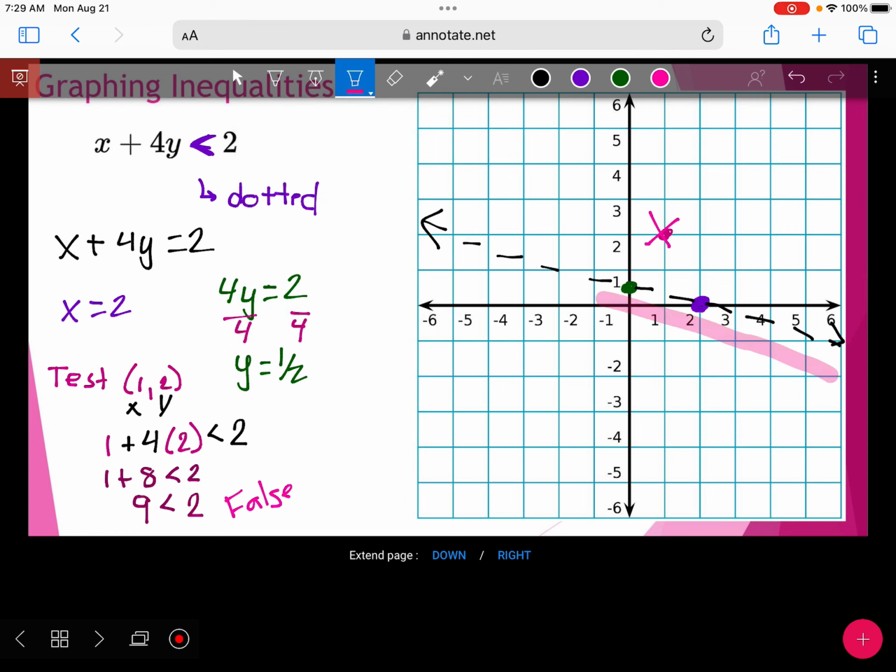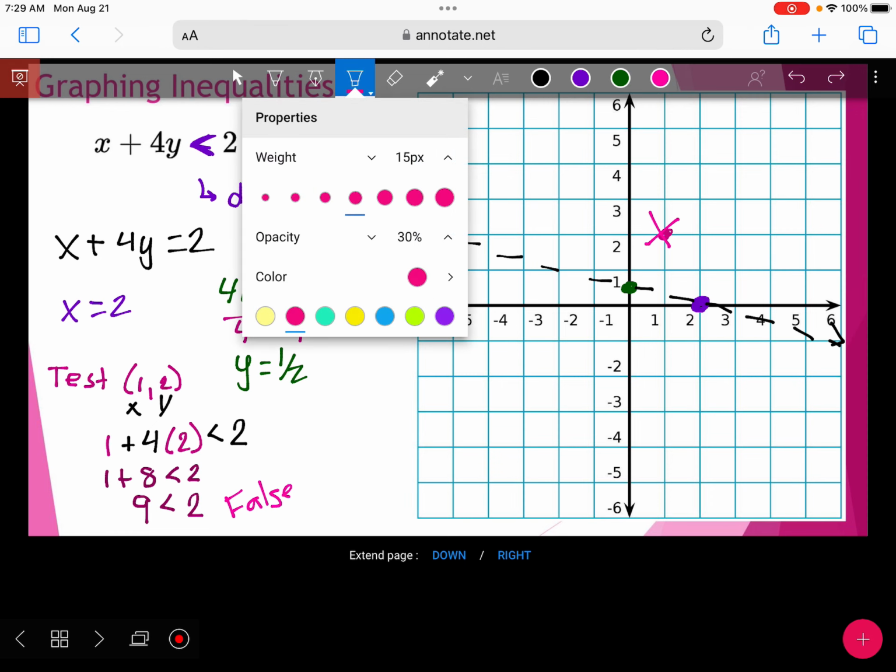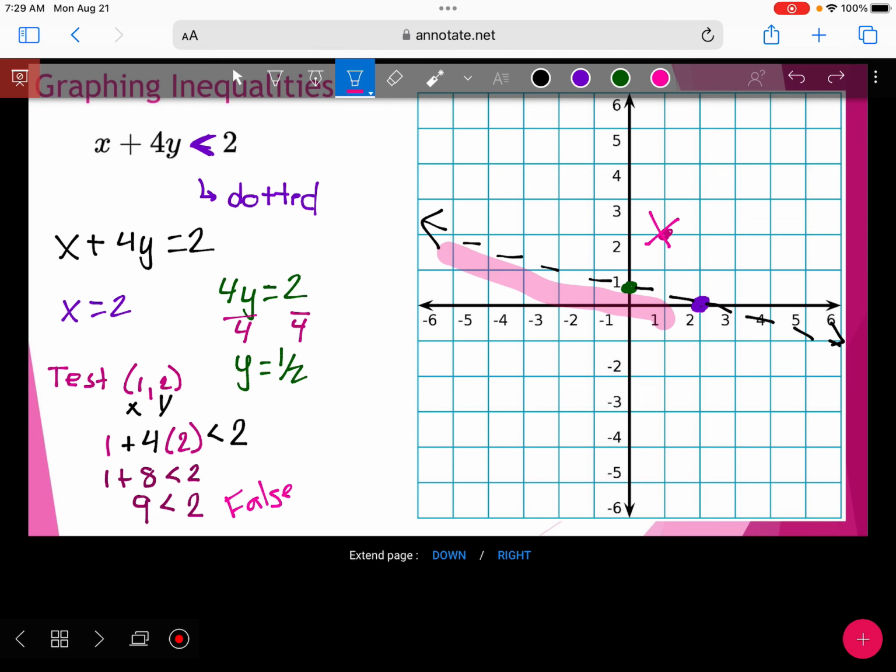So what we're going to do is get a chunkier pen than that. Color in everything on this side of the line. We pick any point not on the line, and that tests that side. Because anything down in this colorful area, in this pink area, anything down here would give us something true. And you can test that. You could do another test point.